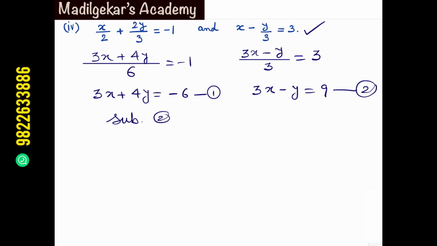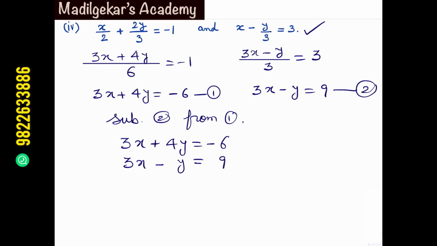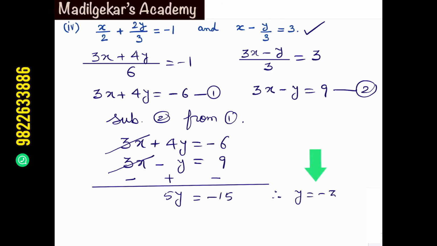Subtracting equation 2 from equation 1. So 3x plus 4y equal to minus 6. 3x minus y equals to 9. To subtract, change the signs of terms of second equation. So in this way, 3x gets cancelled. 4y plus y is 5y. Minus 6 and minus 9 is minus 15. Therefore, y is minus 3.